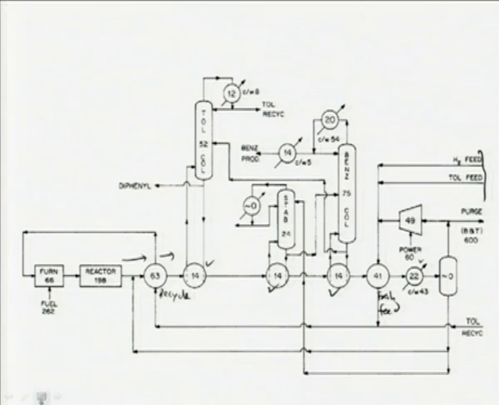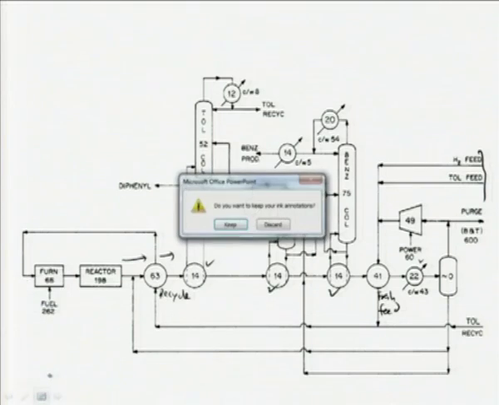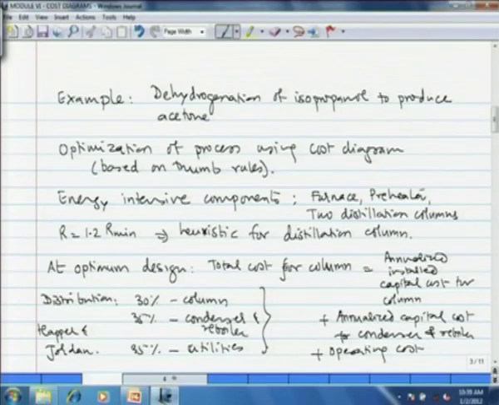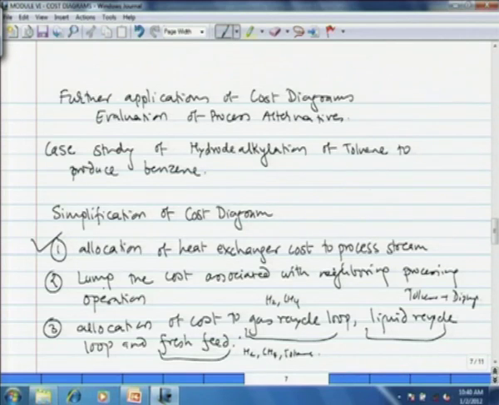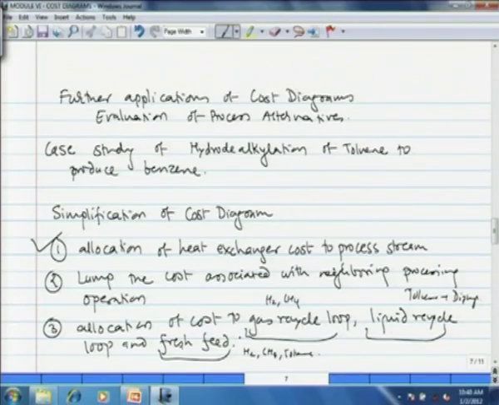Now, how can we do that? We introduced the concept of lumping of the cost. We decided that we shall lump the cost, and we followed a 3-step strategy: allocation of the heat exchanger cost to the process streams, then lumping the cost associated with the neighboring process operations, and allocation of the cost to 3 loops or 3 streams. One is the gas recycle loop, second is the liquid recycle loop, and third is the fresh feed. So, these 3 are the cost components.